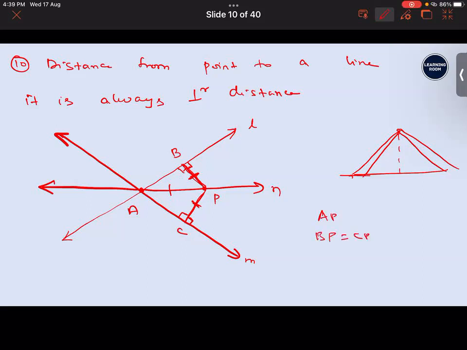Then what did they mention? Then AC is equal to AB. They didn't say AC is equal to AB. You can't prove it. So we'll go only with RHS. You have to go with RHS.